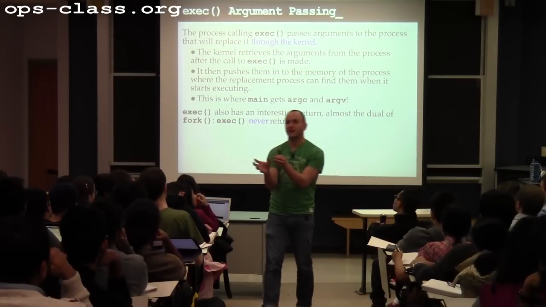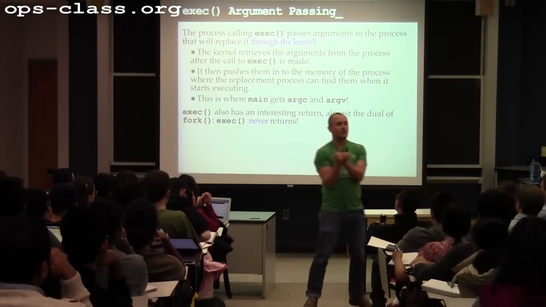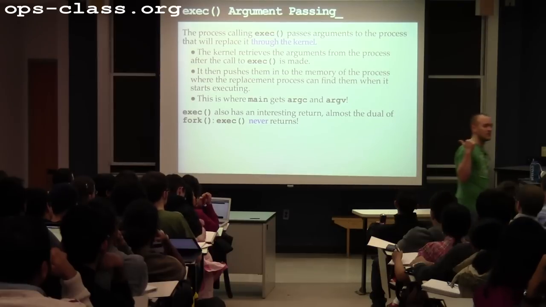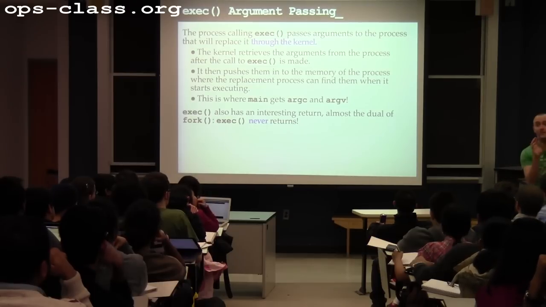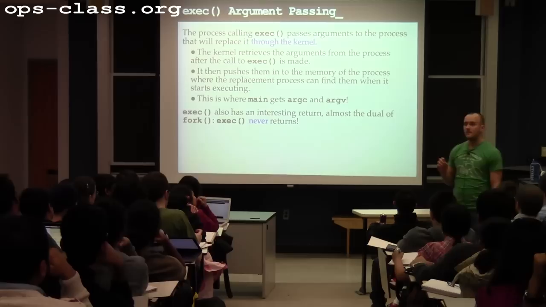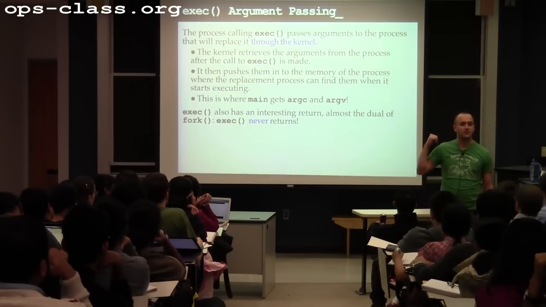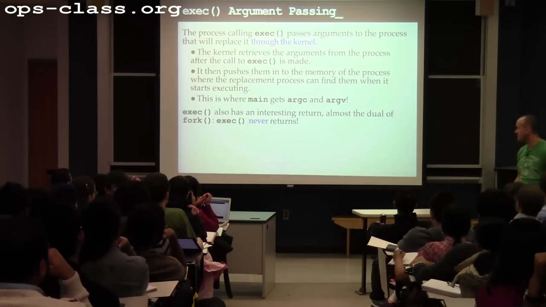Those arguments were collected by your shell, and they were used as part of the arguments to the program that you ran, right? And the way that they got there was that at some point someone called exec to run that program that you asked to run, and those arguments were passed into exec through the kernel, right?